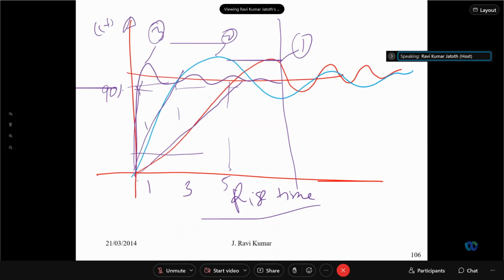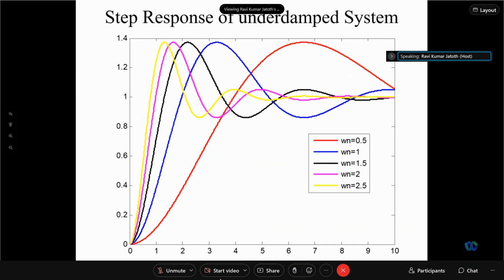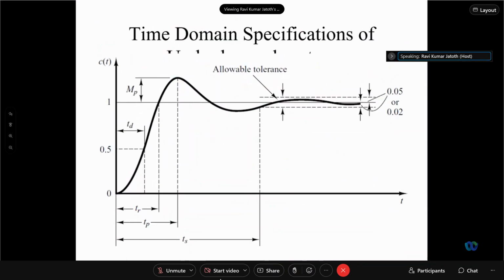Out of these 3, which is better? The third system is responding within 1 second, it is reaching 90%, no? Yes, sir. So then this system is better. So we try to characterize the system response by using this. This is called rise time. The time taken for the response to reach 10% to 90% of its final value, or 100% of its final value, is called rise time.